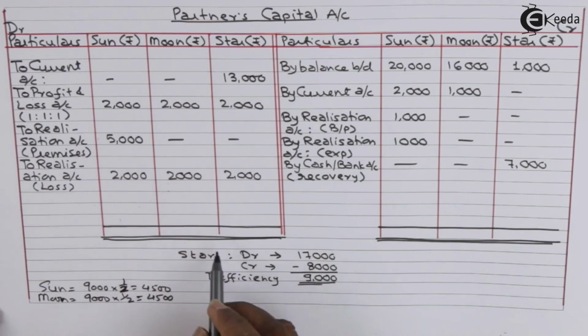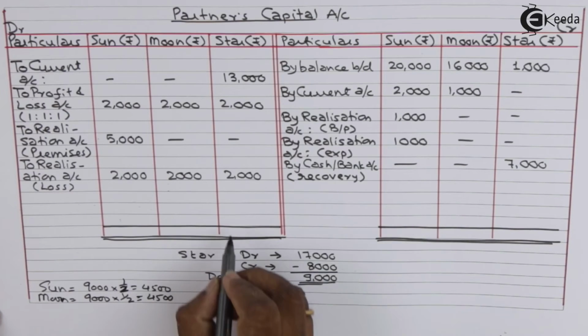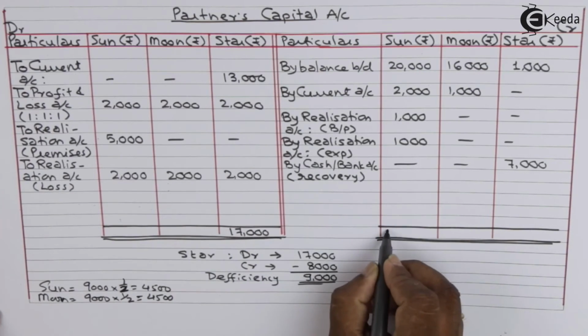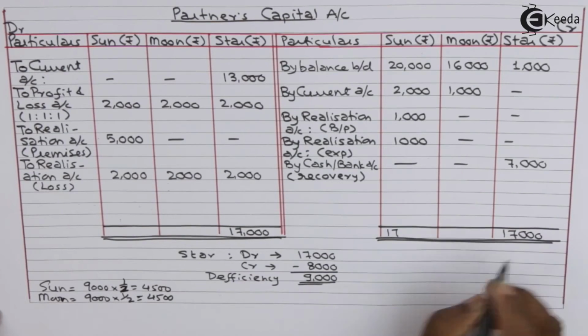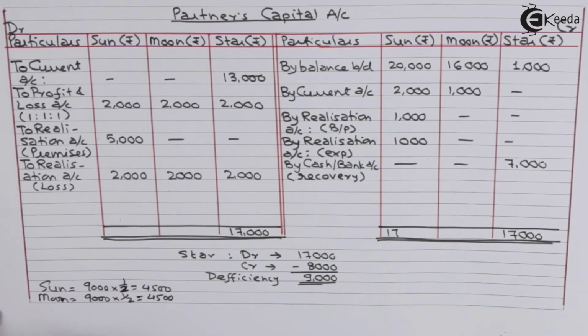Star debit total is 17,000. This is higher than credit total. We can find out the difference. Debit 17,000, credit 8,000. So there is a deficiency, shortage of 9,000. This deficiency of the insolvent partner's capital account is required to be shared by solvent partners in profit sharing ratio as per the provisions of the Indian Partnership Act 1932.